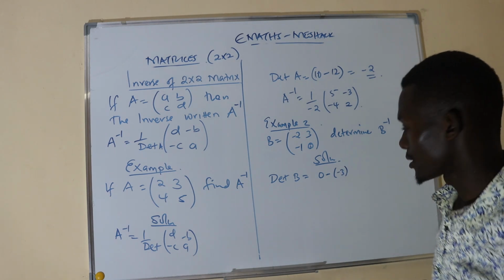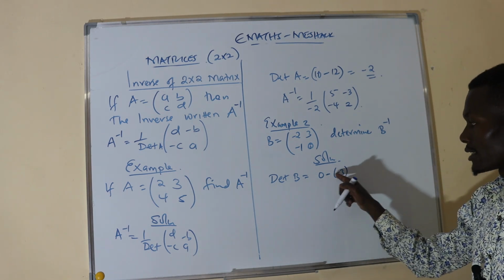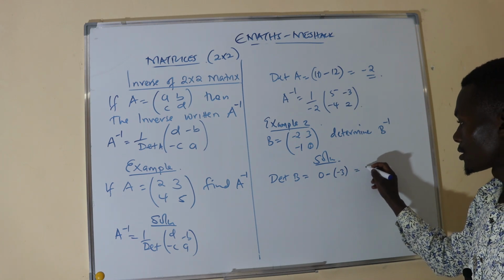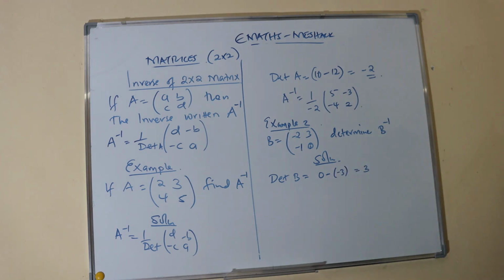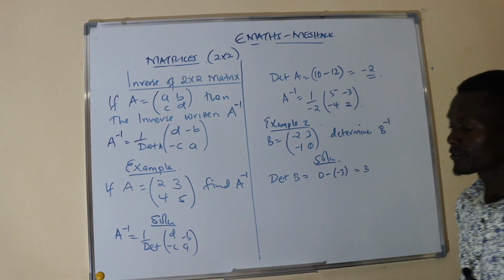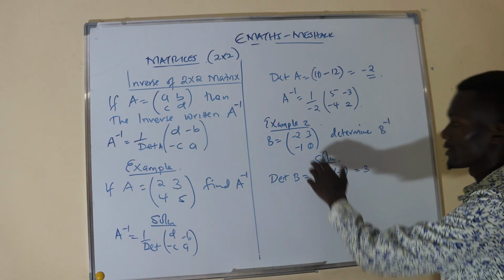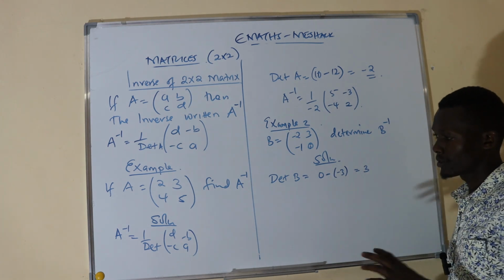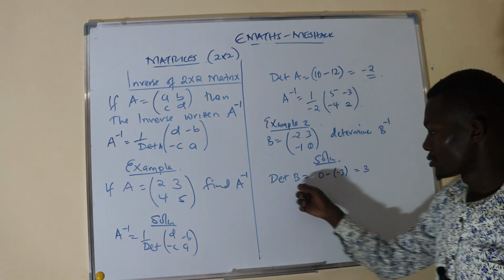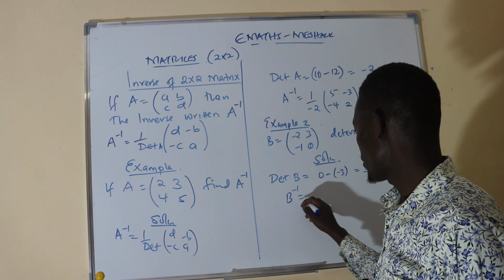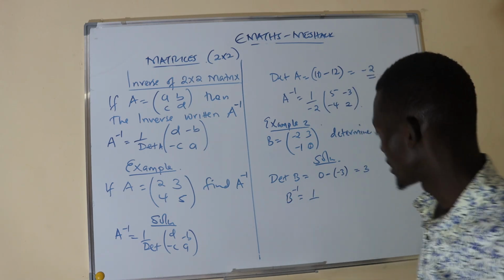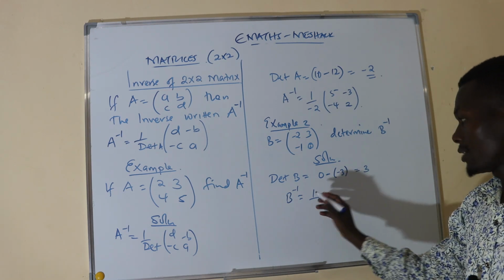Okay, so you can see what shall change. We have a negative, so it becomes what? Positive. So 0 plus 3, which shall give me a positive 3. So always be very careful when it comes to the signs. When it comes to the sign, kindly be careful. So you have the determinant. Therefore, B inverse shall be given by 1 over the determinant. Our determinant is 3.